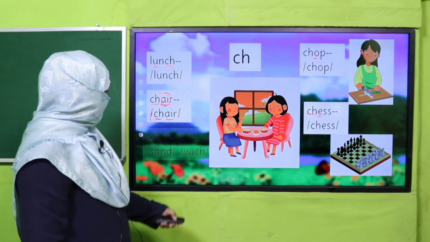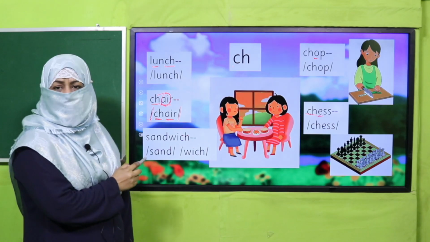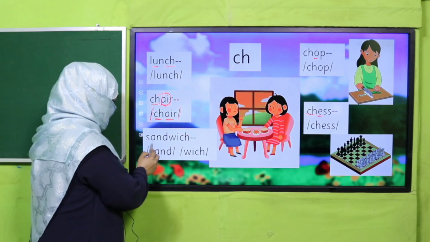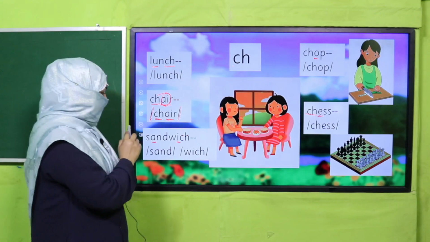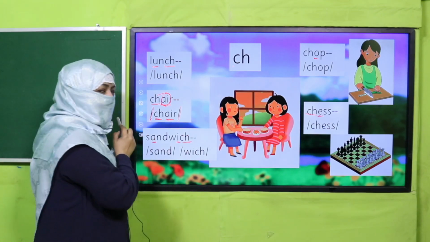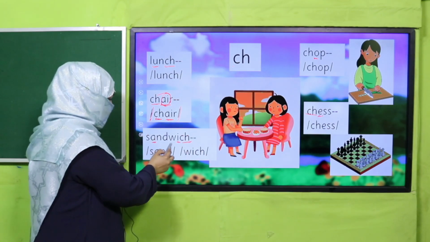And the third word is, now you see, sandwich. For first part, there is one vowel sound, and in second part, there is another vowel sound. And in second part, there is a digraph as well. So we cannot break it. How will we break it?